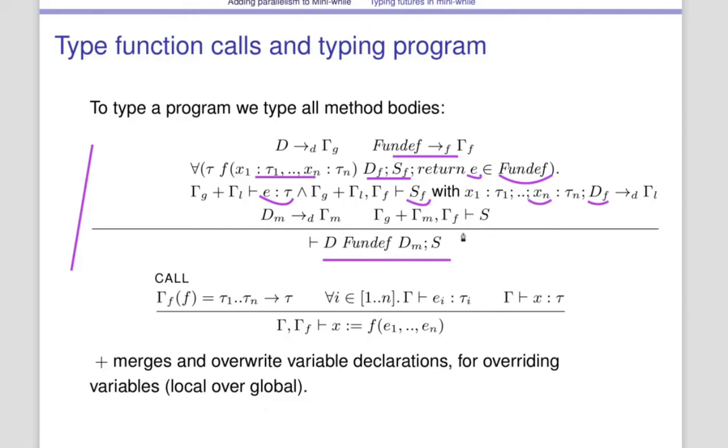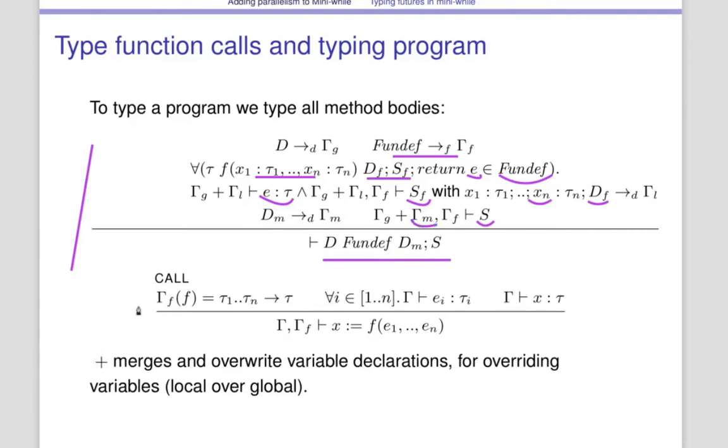Last thing you need to do to type your program is to type the main body, and the main body is S, and you will type it in a setting where the local typing environment is gamma M, which is inferred from the Dm, the variable declarations for the main.